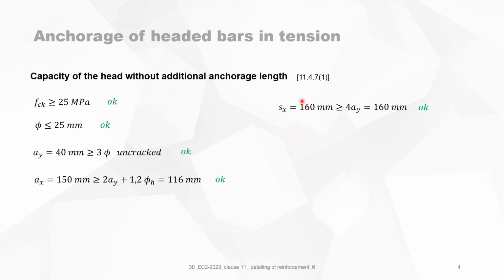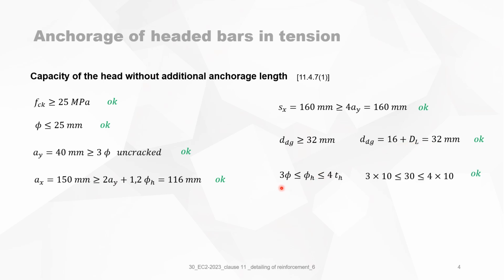SX must be bigger than 4 times AY. AY is 40, so 160 equals 160. This is okay. DDG is 16 plus D lower, which here in our case is 32. D max, we have taken D max equal to D lower. So it's 32 millimeters, 16 plus 16. And VH must be between 3 times V, which is 30, and 4 times TH, which is 40. So VH is 30, so it complies too with this condition.